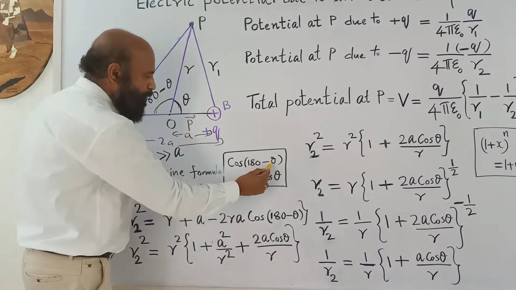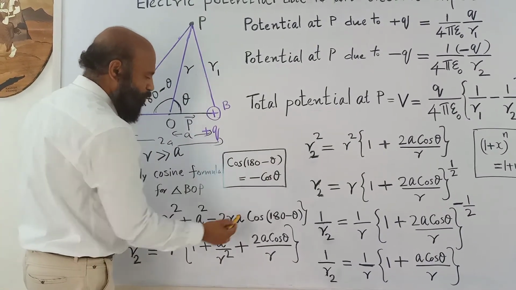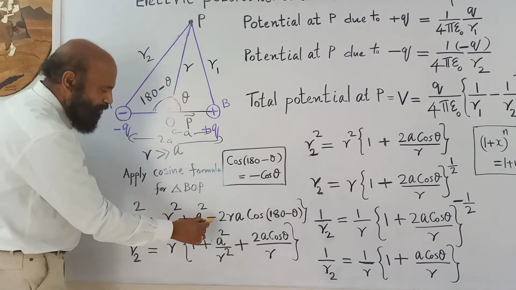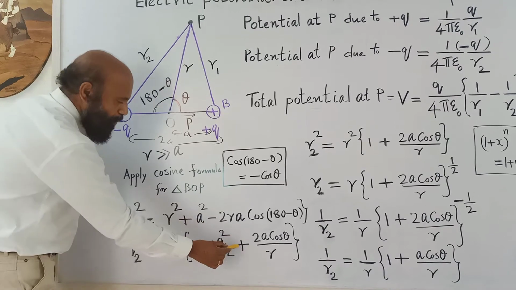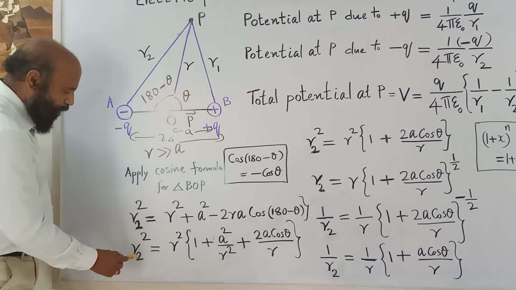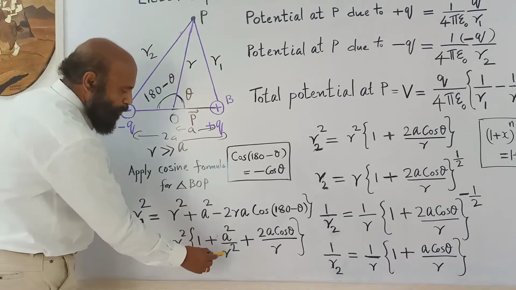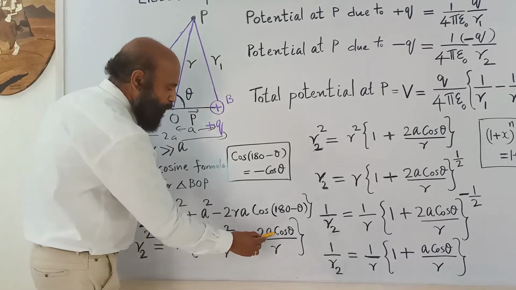But cos 180 minus theta is minus cos theta. For this, when we put minus cos theta, here already one minus is there, so it will become plus. So R2 square is equal to R square into 1 plus A square by R square plus 2A cos theta by R.